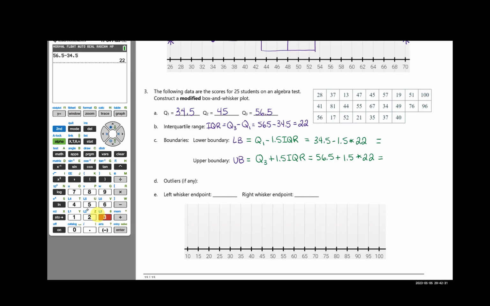All right, now I can type each of these in. So I will do my lower boundary first. And I didn't think that looked right. I typed that wrong. Let me try that again. 34.5, I missed a decimal, minus 1.5 times 22 is 1.5. And then my upper boundary, 56.5 plus 1.5 times 22 is 89.5.